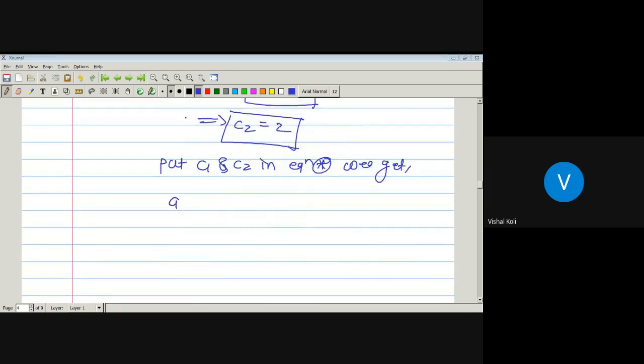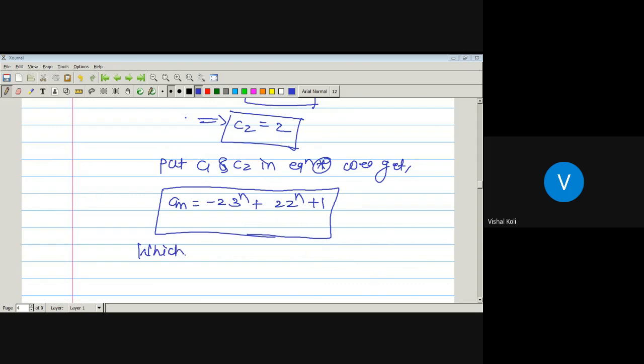a_n is equal to minus 2 times 3 raised to n, plus 2 times 2 raised to n, plus 1, and that should be the required general solution.